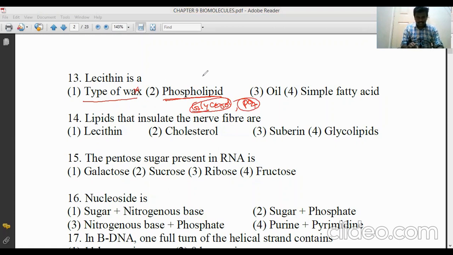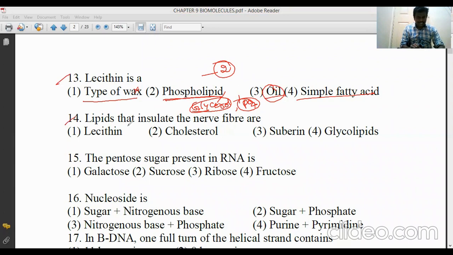So for the 13th question, the correct option is 2. The remaining 3rd and 4th options are wrong. Lecithin is a phospholipid which contains mainly glycerol and phosphates. That's why the second option is correct. It's not a type of fat, it is not an oil, it's not a fatty acid. So 13th question, correct option is 2.